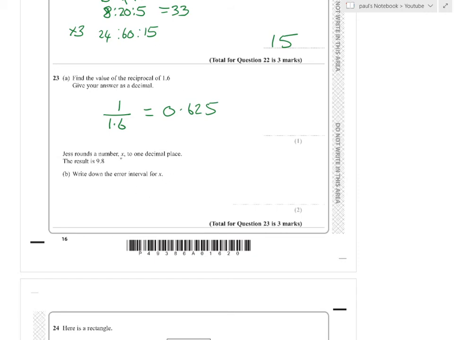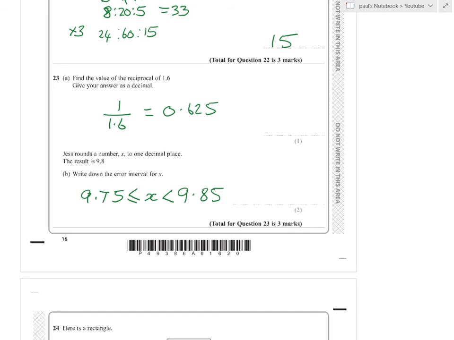Rounds a number x to one decimal place. The result is 9.8. Write down the error interval. So it's half up, half down. So we're going to get 9.75 and 9.85. And here is x, so it's got to be more than or equal to 9.75 and less than 9.85.